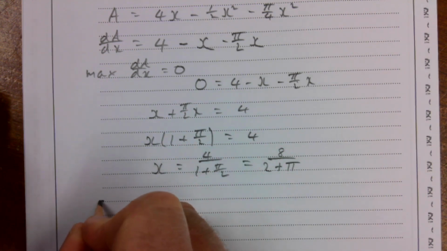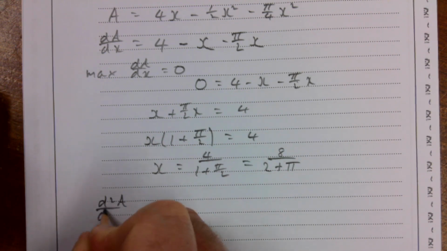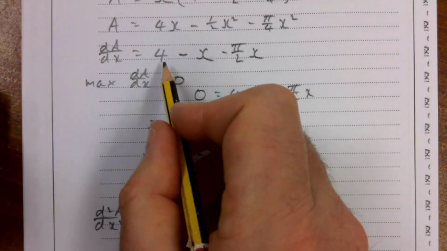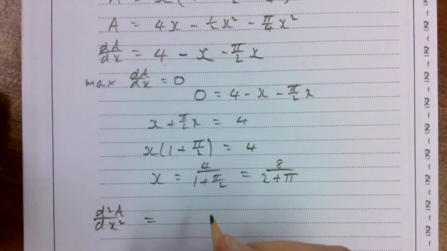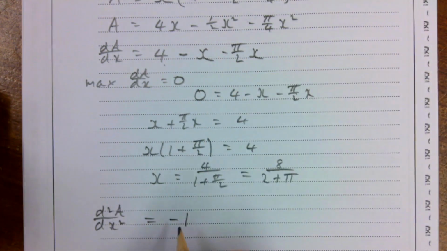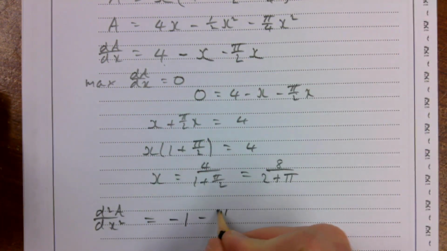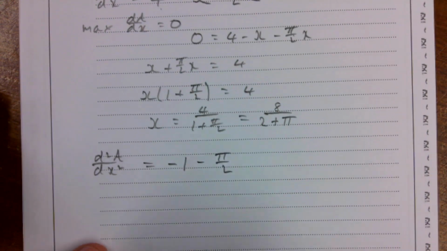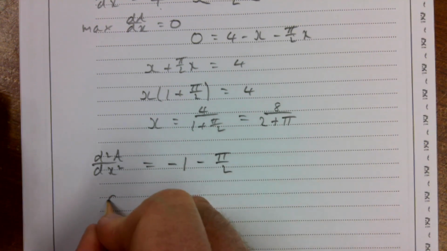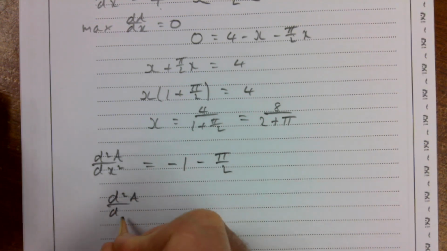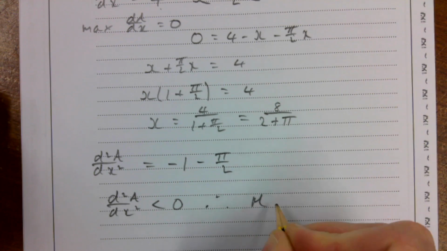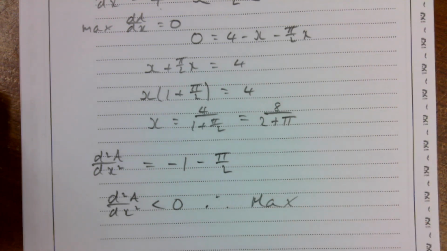So we then need to find d2A by dx squared. So let's go back up to dA by dx. Hopefully you can see it here. Differentiate that, it disappears. Differentiate the minus x, we get minus 1. Differentiate minus pi over 2x, we get minus pi over 2. So that's minus 1 minus pi over 2. That is definitely a negative number. So we know d2A by dx squared is less than 0. Therefore, it is indeed a maximum.